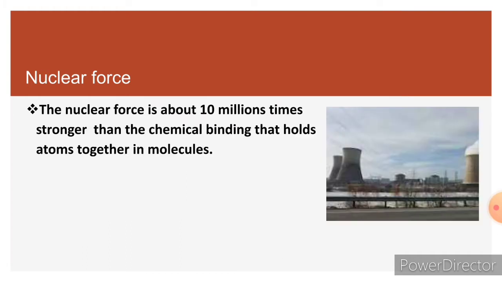The strong nuclear force at extremely short range is stronger than electrostatic repulsion and allows protons to stick together in a nucleus even though their charges repel each other. Thus, I am concluding my topic and I am inviting my friend Anjana to join with us.